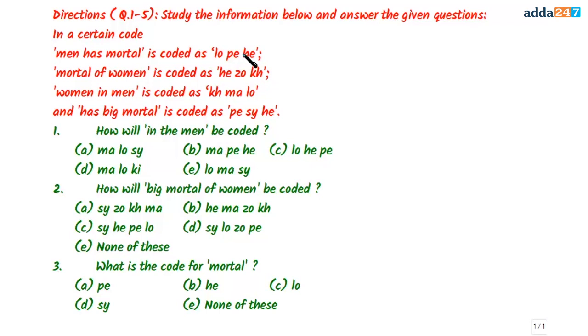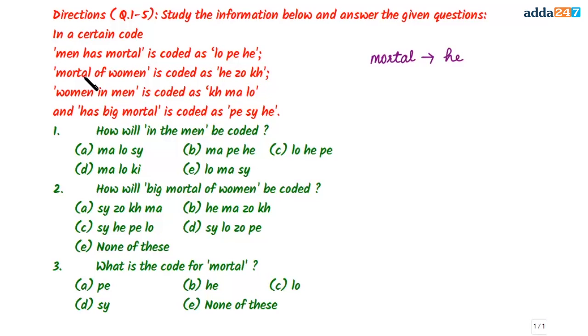Based on the codes given here, we will make a key. First we'll see "men has model" and then "model of women", and in both these the common word is model. So if we look at these two, that is LO, PE, HE and HE, ZO and KH, between the two we can see that the common word is HE. That means model stands for HE.